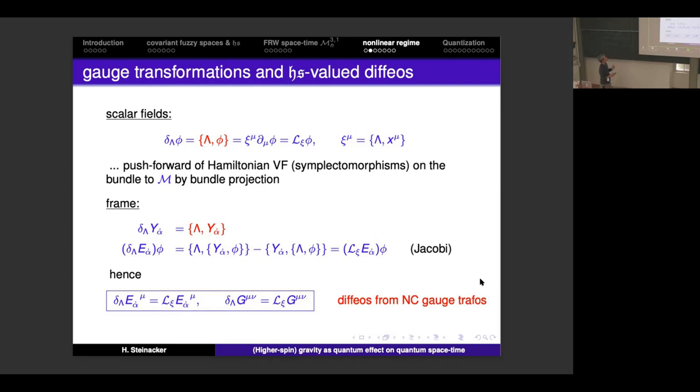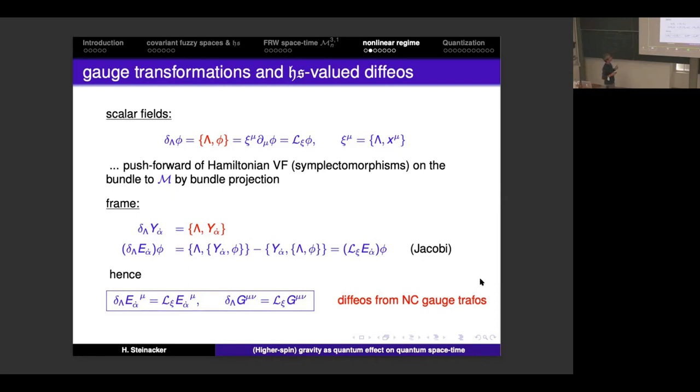They're just Hamiltonian vector fields. But these are Hamiltonian vector fields on the bundle, on the big six-dimensional bundle. And that means you can easily convince yourself that if you project it, or you make the push forward to the base manifold, these give all the volume preserving diffeomorphisms on spacetime. So volume preserving diffeomorphisms on spacetime are part of these gauge transformations, but they contain much more. They also contain higher spin generalizations of these volume preserving diffeomorphisms on spacetime.